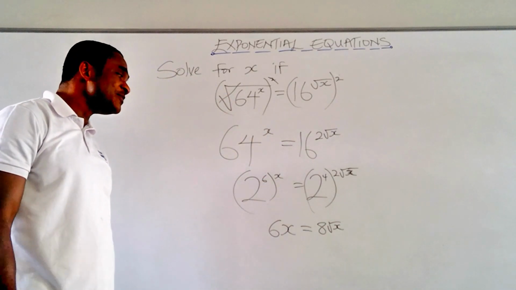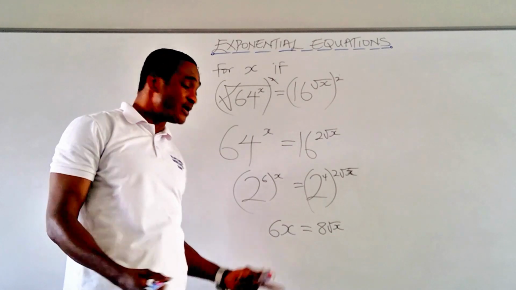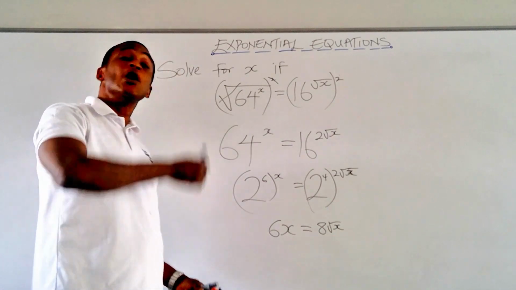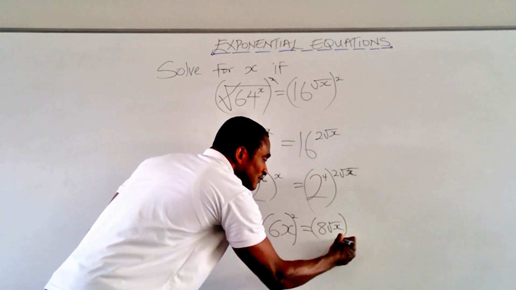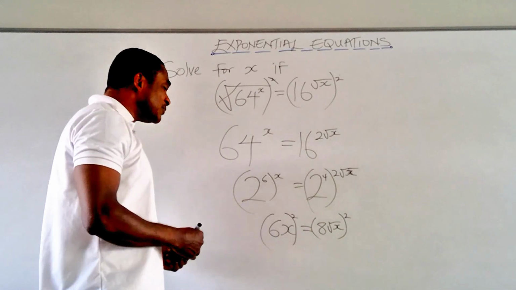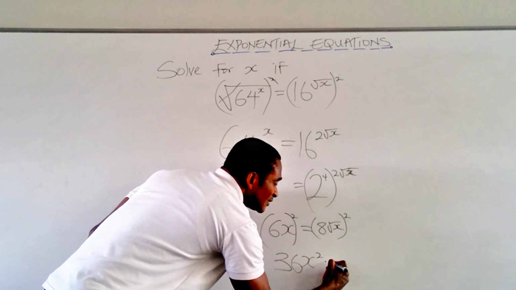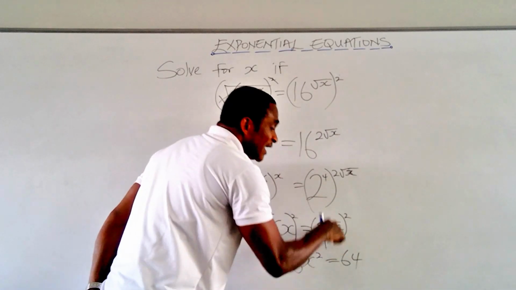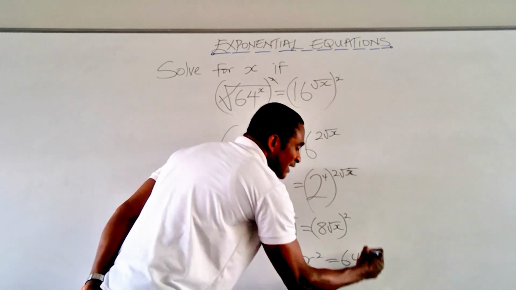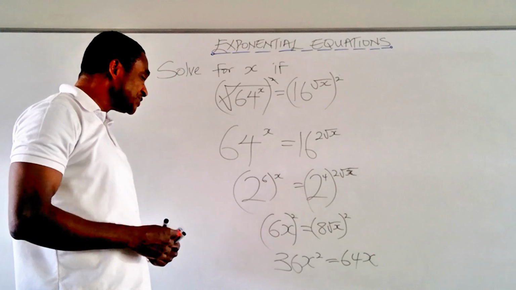We still have a problem here. We still have a root sign here, and we need to eliminate that in order to simplify this. So we do the same thing again, square both sides again. Squaring both sides will give us 36x squared equals to 64, and root x all squared will now give us x. So we have simplified this to a stage.